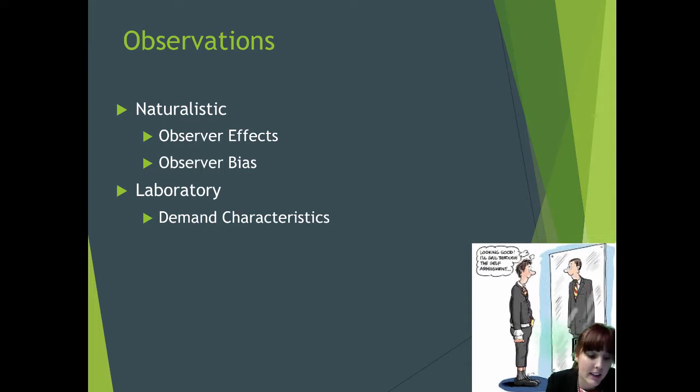Disadvantages of a naturalistic setting, and there are more disadvantages than advantages, but you have to find the lesser of two evils, is that not everything can be observed in a natural way because not everything occurs naturally. So if you want to determine how someone will react when they're put in an aggressive situation, then you're going to have to put them in an aggressive situation, and that might not occur in the environment, but we can make it occur in a laboratory. So that's a downfall of naturalistic environment.